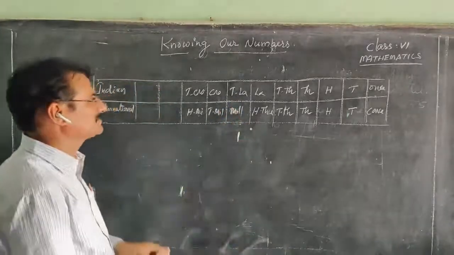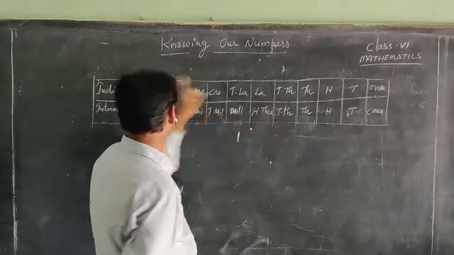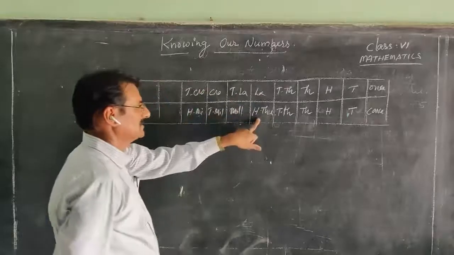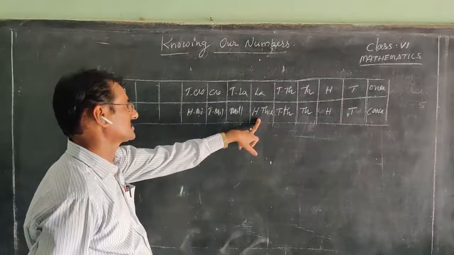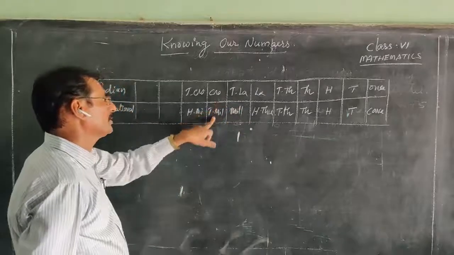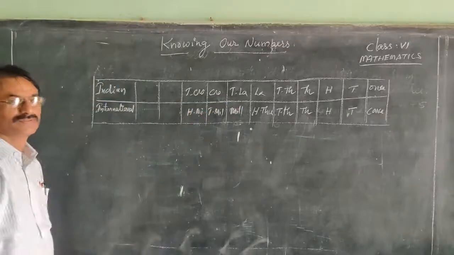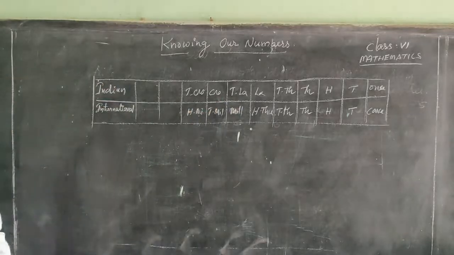We can easily observe that 1 lakh in our Indian system is 100,000 in the international system. 10 lakhs equal 1 million. 1 crore equals 10 million. 10 crores equal 100 million. That is the difference.